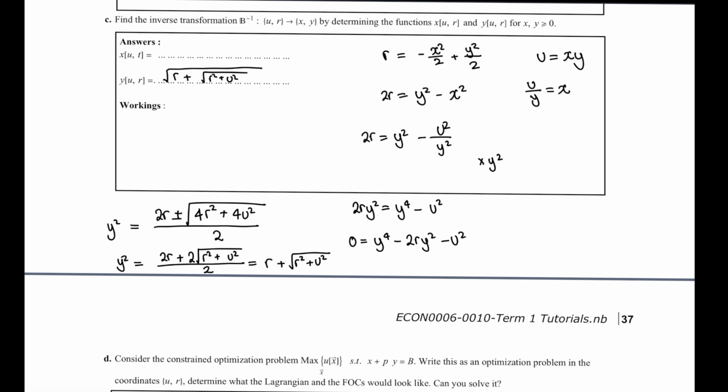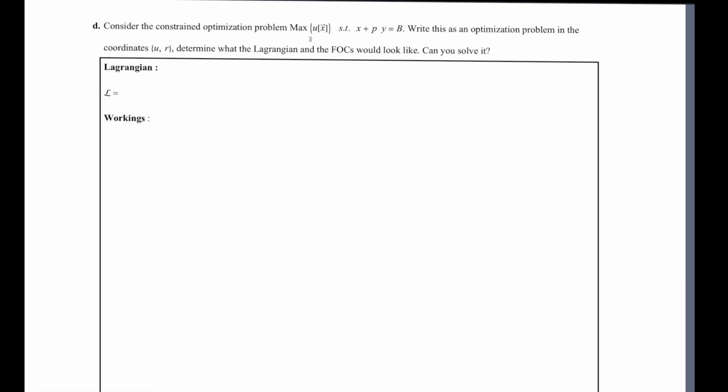And to find out x, we simply sub it into here. So x is equal to u over the square root of r plus root r squared plus u squared. So u over the square root of r plus the square root of r squared plus u squared. Now, part D.